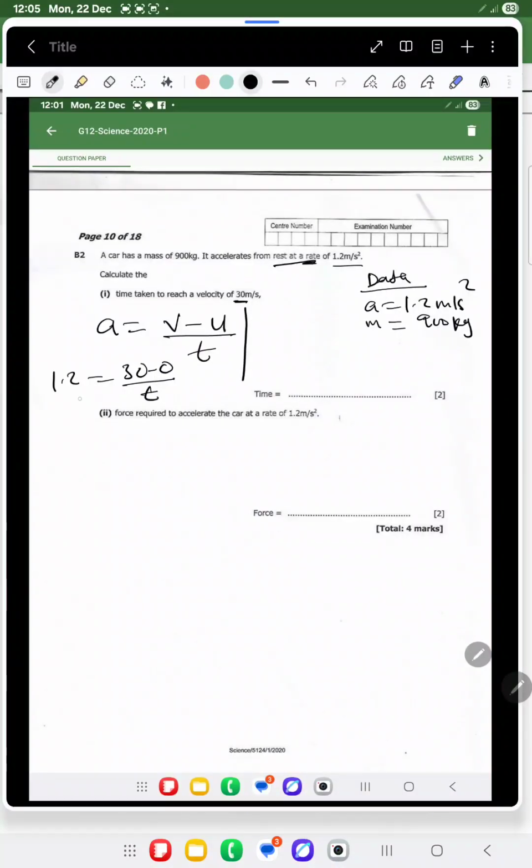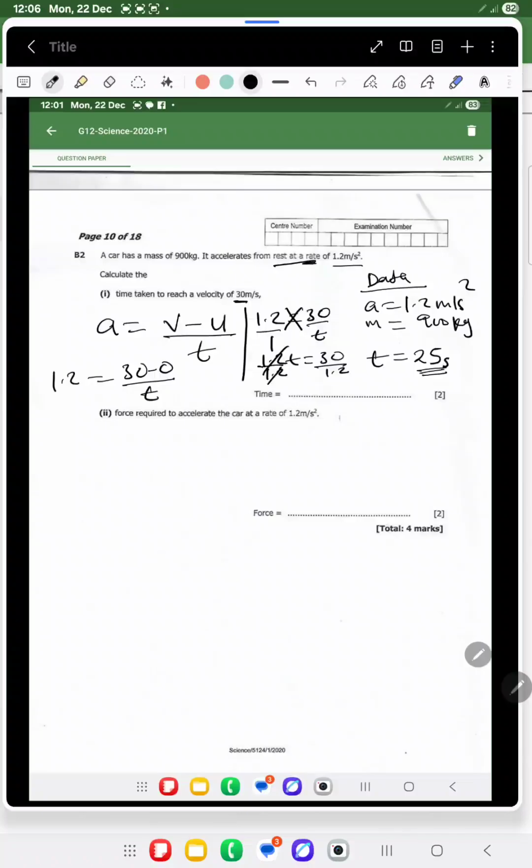Then from here, we say 1.2 is equal to 30 minus 0, which is 30, over t. Now for you to get this t, you say over 1 and cross multiply, which is 1.2 times t, 1.2t is equal to 30. Now how can you get the value of t? To get the value of t, you can simply divide by 1.2 here, and divide by 1.2 there, meaning that the value of t will be equal to 30 divided by 1.2, which is 25. So we're going to get 25 seconds.